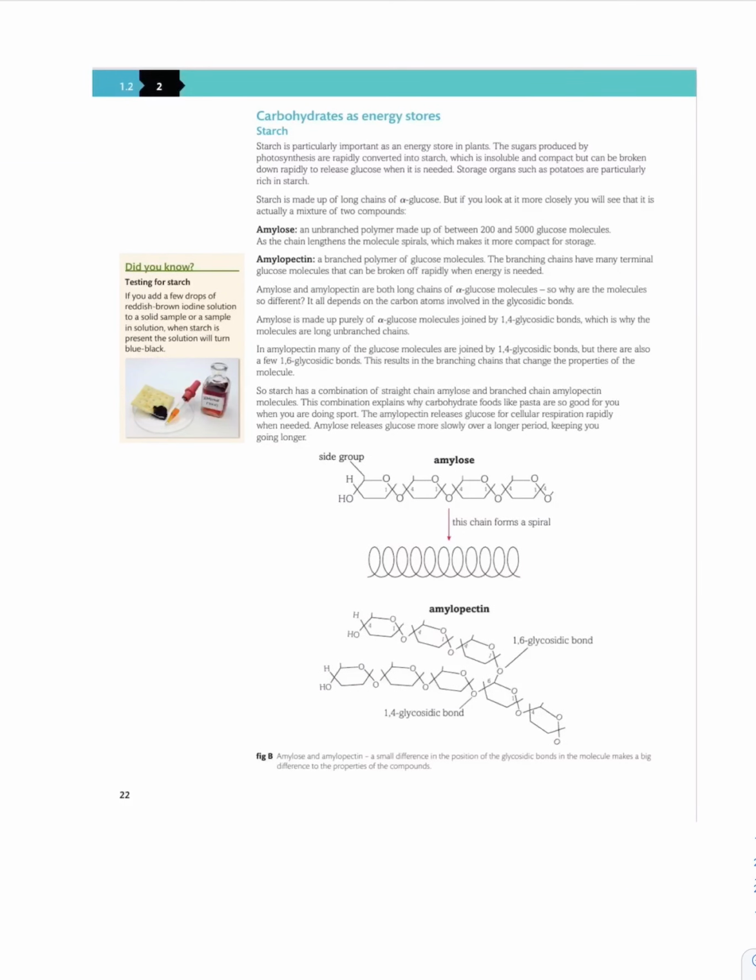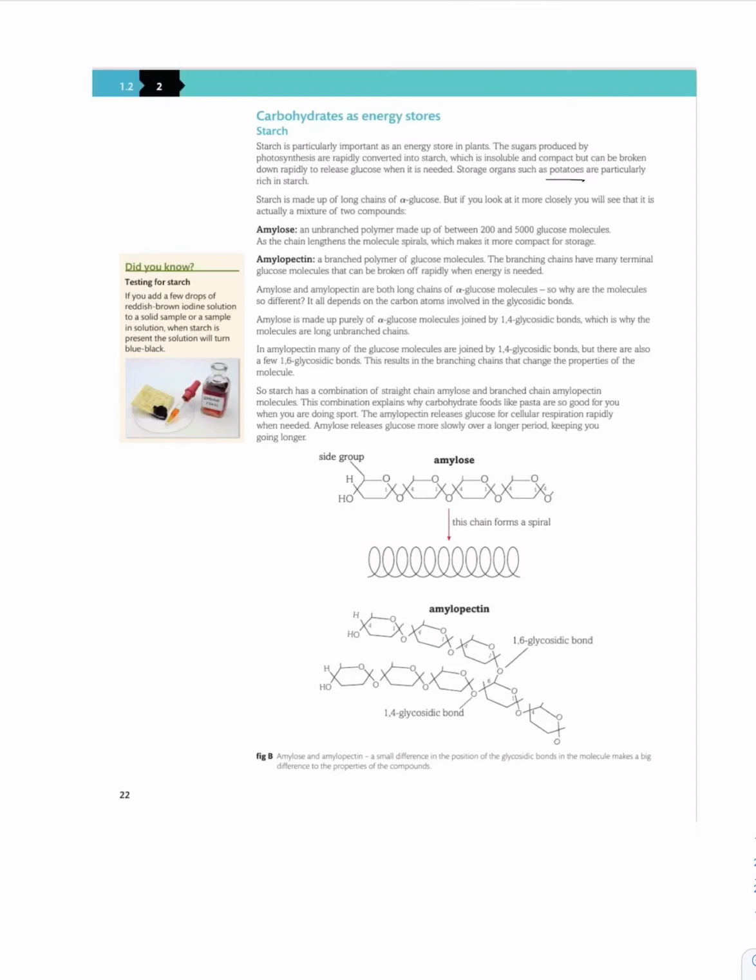Carbohydrates as energy stores, so starch. Starch is particularly important as an energy store in plants. The sugars produced by photosynthesis are rapidly converted into starch, which is insoluble and compact, but can be broken down rapidly to release glucose when it is needed. Storage organs such as potatoes are particularly rich in starch, and so when you eat potatoes, they're not very sweet. And that we just saw in the beginning, and it told us that polysaccharides are not sweet.